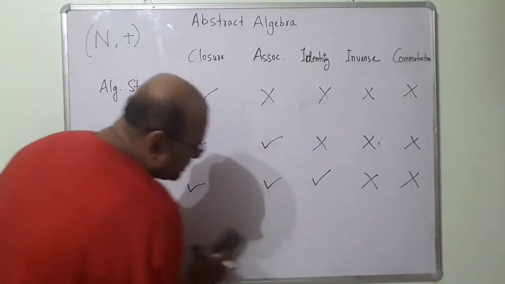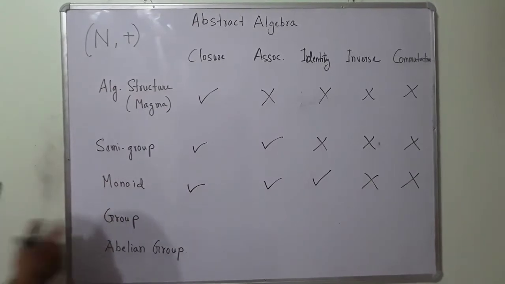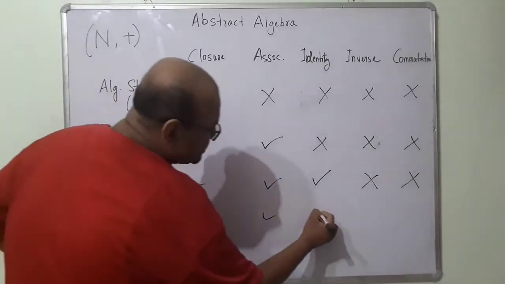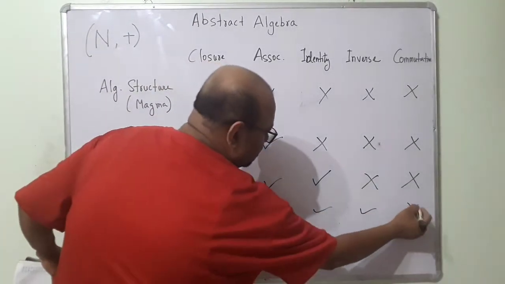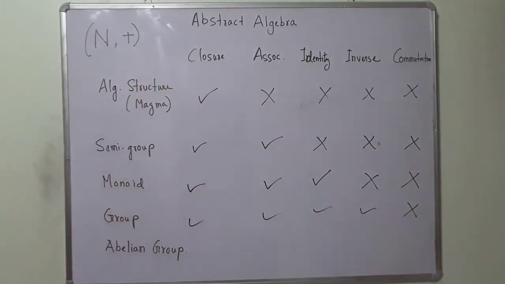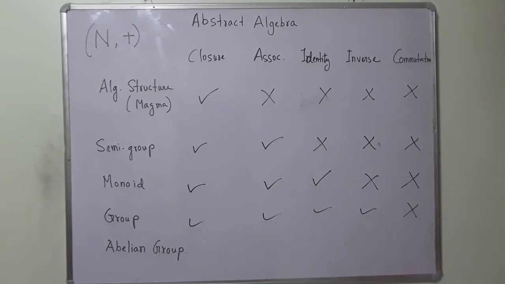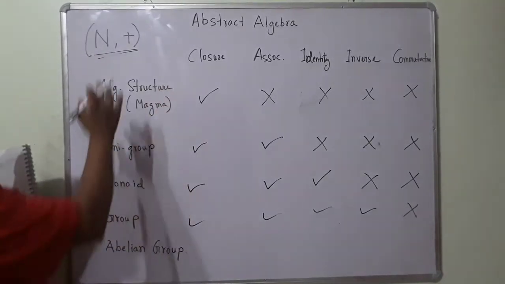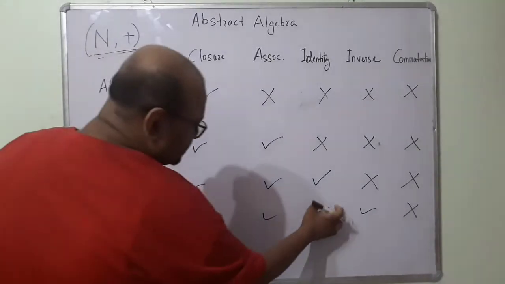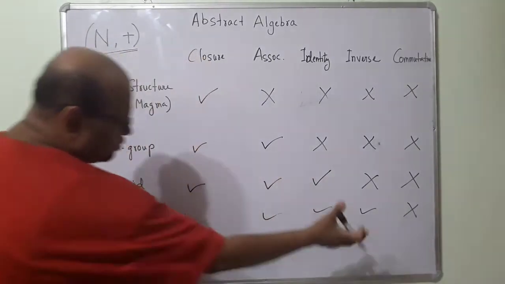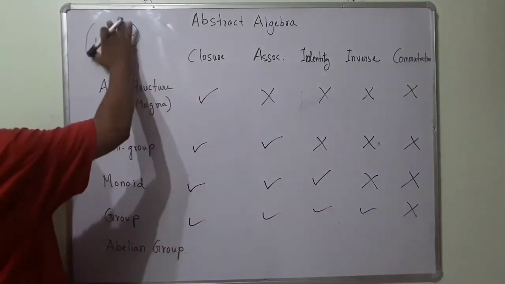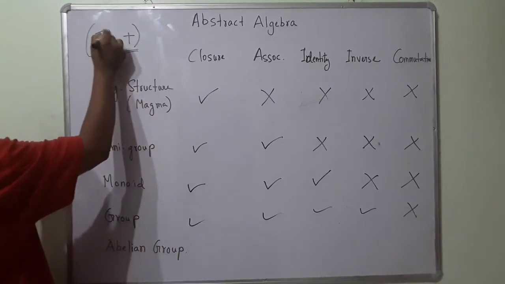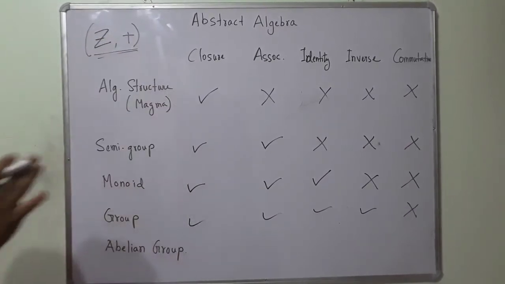Let us now talk about group. In group, all these have to be satisfied. Okay. Now we already saw this is not a monoid, so this cannot be a group. Okay. Since this is not satisfied, this cannot be a group. Let us talk about this set, Z and plus.